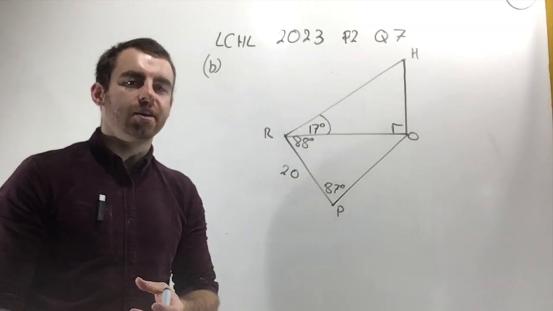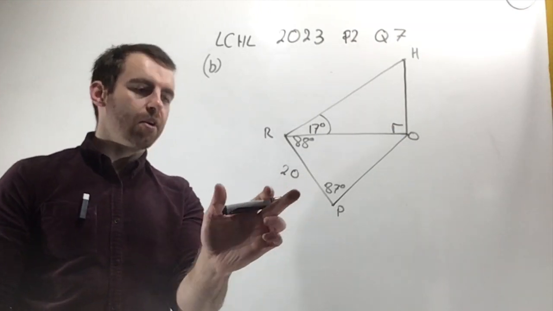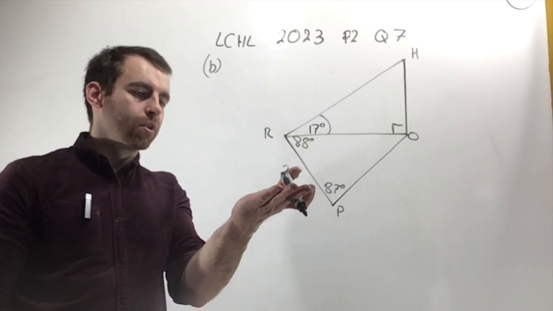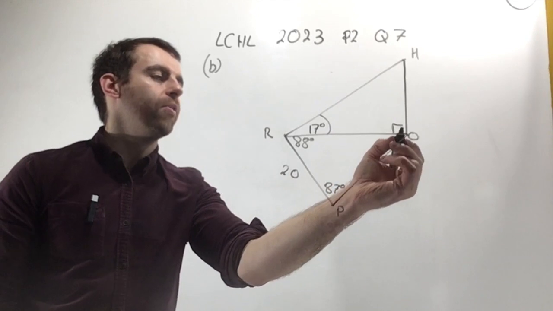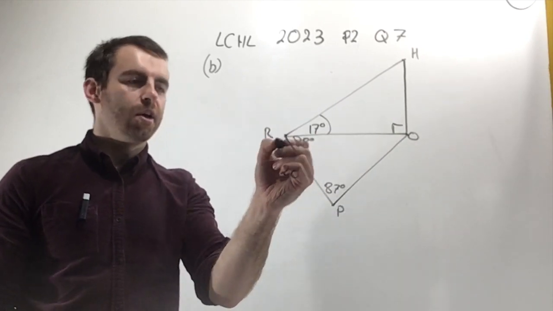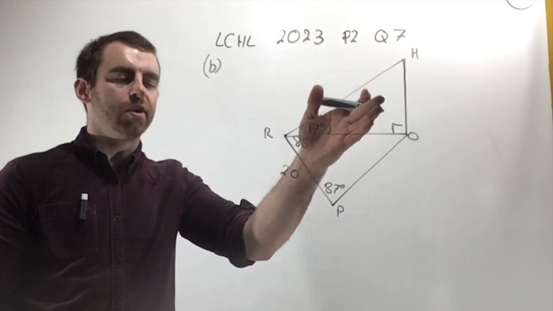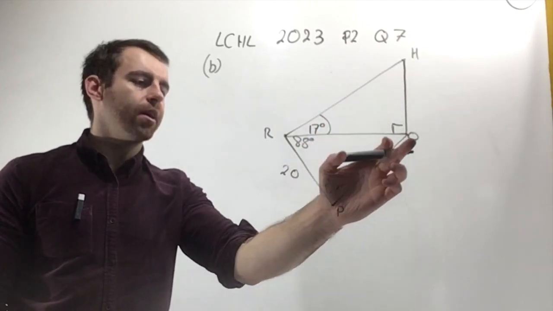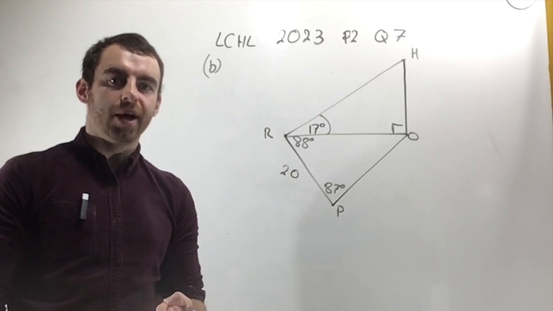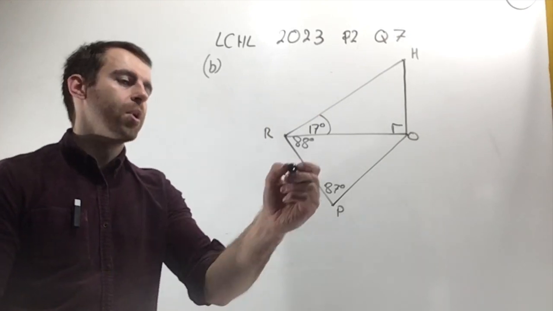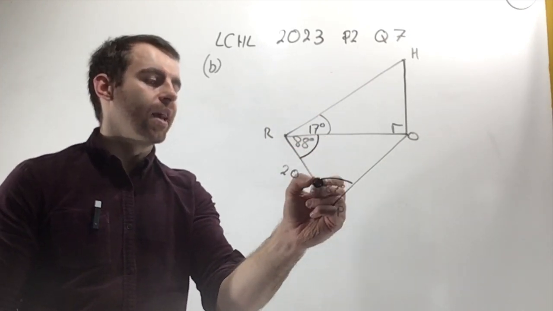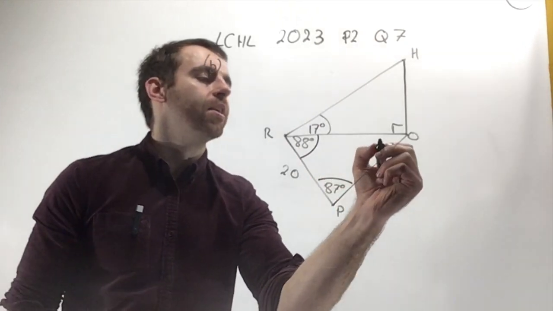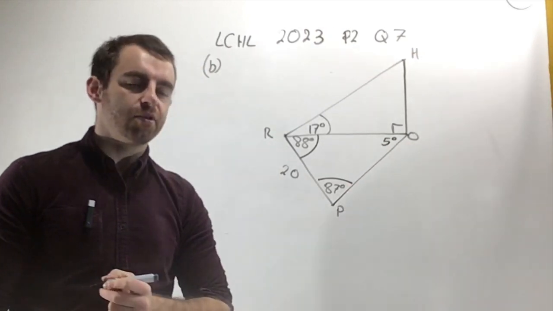Now you should recognize that we have far more information about the non-right angle triangle, and we're going to use that. The first thing we're going to do is use the non-right angle triangle to find the distance from O to R, because then I have more information about the right angle triangle and we'll be able to get OH. You should recognize that in the triangle ORP we've been given two angles, so obviously we can get the third. If this is 88 and this is 87, you subtract 88 and 87 from 180 degrees, and it tells you that this angle is 5 degrees.